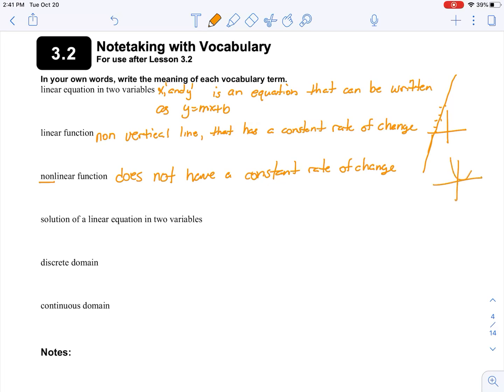Okay? A non-linear function is going to be, for example, a quadratic function, because I don't have the same rate of change. It is not going up and down, up and over, down and over at the same rate throughout the graph. So therefore, it's non-linear. Okay? Solution for a linear equation in two variables: it is going to be an ordered pair that makes the equation true.